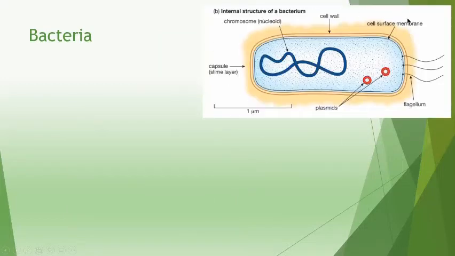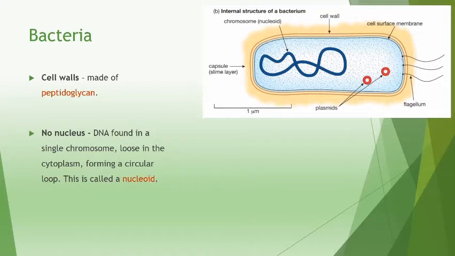Okay, so here is a diagram of the internal structure of a bacterium. Their cell walls are made of peptidoglycan. Hope I said that right. Bacteria also have no nucleus, so their DNA is found in a single chromosome, which is loose in the cytoplasm, forming a circular loop, which you can see here. The blue string, which is loose in the cytoplasm. This is called a nucleoid, and this is the cell wall made of peptidoglycan.